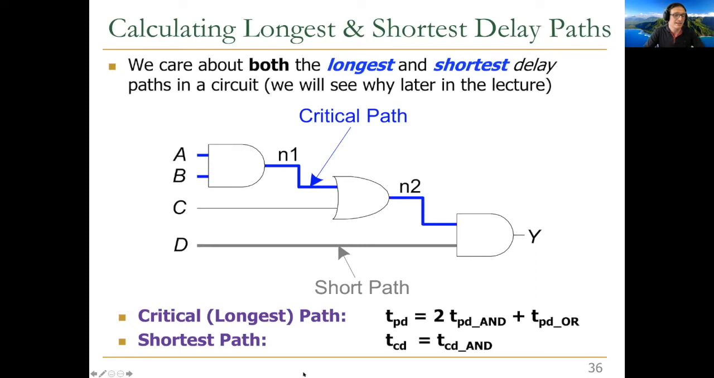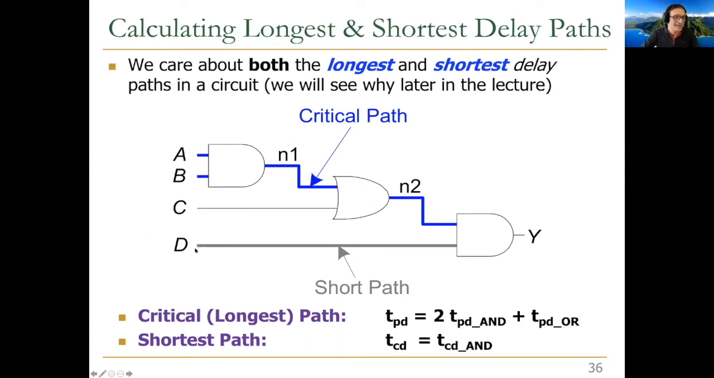Okay, so let's take a look at the delays in terms of the gate delay. So propagation delay, which is the longest path through this combinational logic, is 2 propagation delays of the AND gates. Because we have 2 AND gates, we multiply the propagation delay of the AND gate by 2. They're the same AND gate. Plus, add to it the propagation delay of the OR gate. So hopefully this is trivial, right? You basically add up the delays of the gates that are on the critical path, essentially.